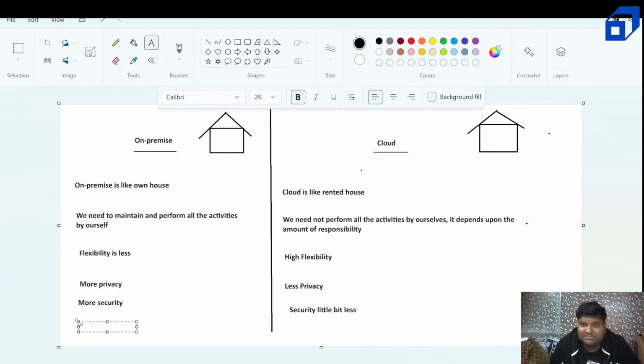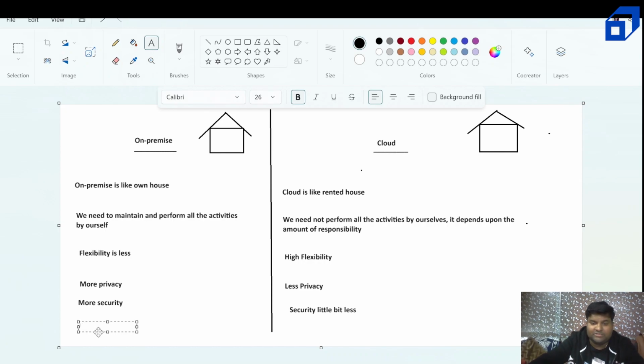Because it is on-premise, it's our own house, so I need to spend additional resources to work upon them. Instead, I'll only spend those resources when there is some work required, right? Otherwise, I need not pay for it. So that's the difference between on-premise and cloud. On-premise is like my own house, cloud is like the rented house. So I hope you will remember this difference whenever you sit for the interview, right?